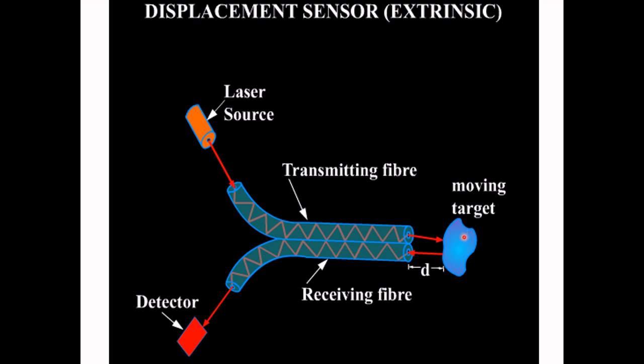If the target is moving away from the transmitting fiber, the light intensity goes on decreasing. From the decreased intensity, we can conclude the target is moving away. If the intensity goes on increasing while analyzing through the detector, we can conclude that the target is moving towards the fiber. In this way, we can analyze the movement of any target. That's why it's known as a displacement sensor or extrinsic sensor, in which the modulation is done outside the fiber.